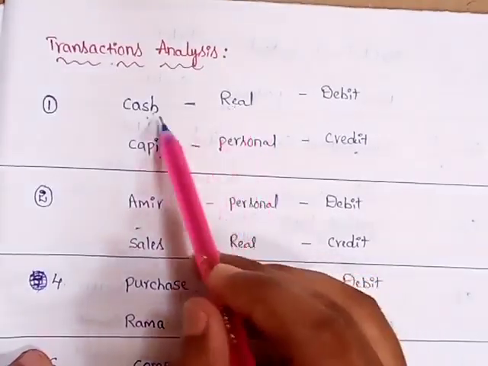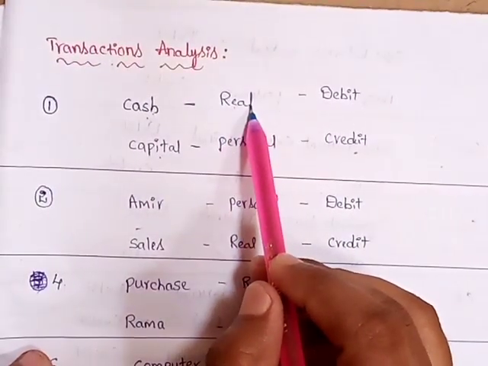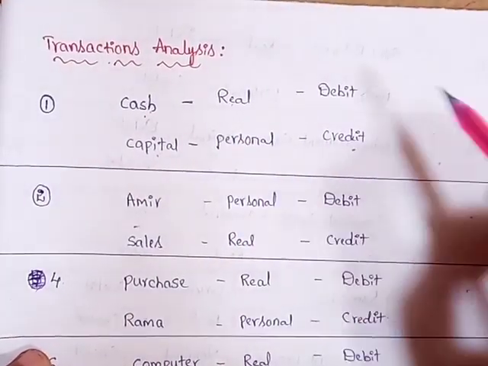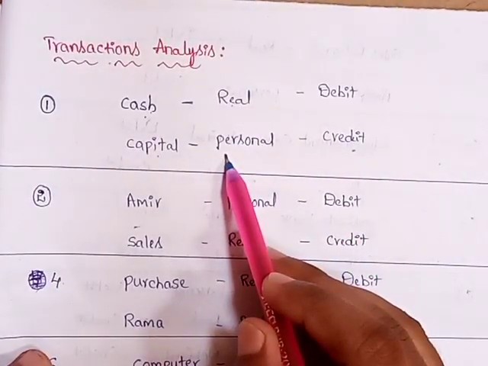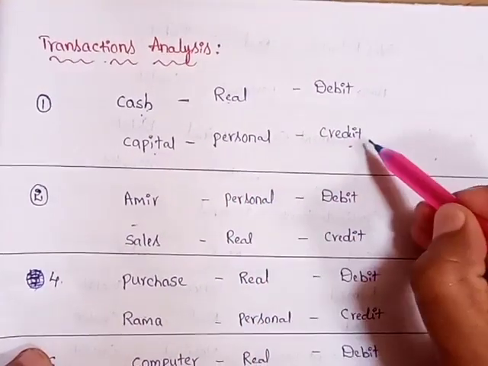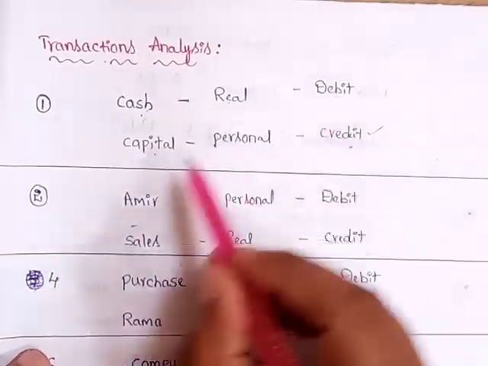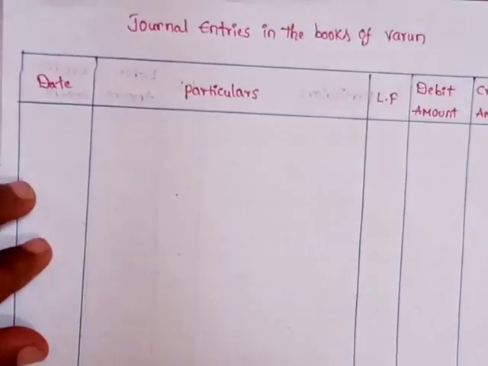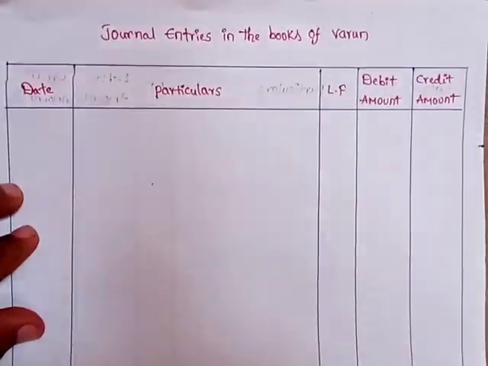So cash will come into the business when we start business. So that's why according to real account, what comes in will be debit. And here proprietor is a giver, that's why according to personal account, giver will be credit. So cash is debit and capital is credit. So now we make a journal entry in the journal book.